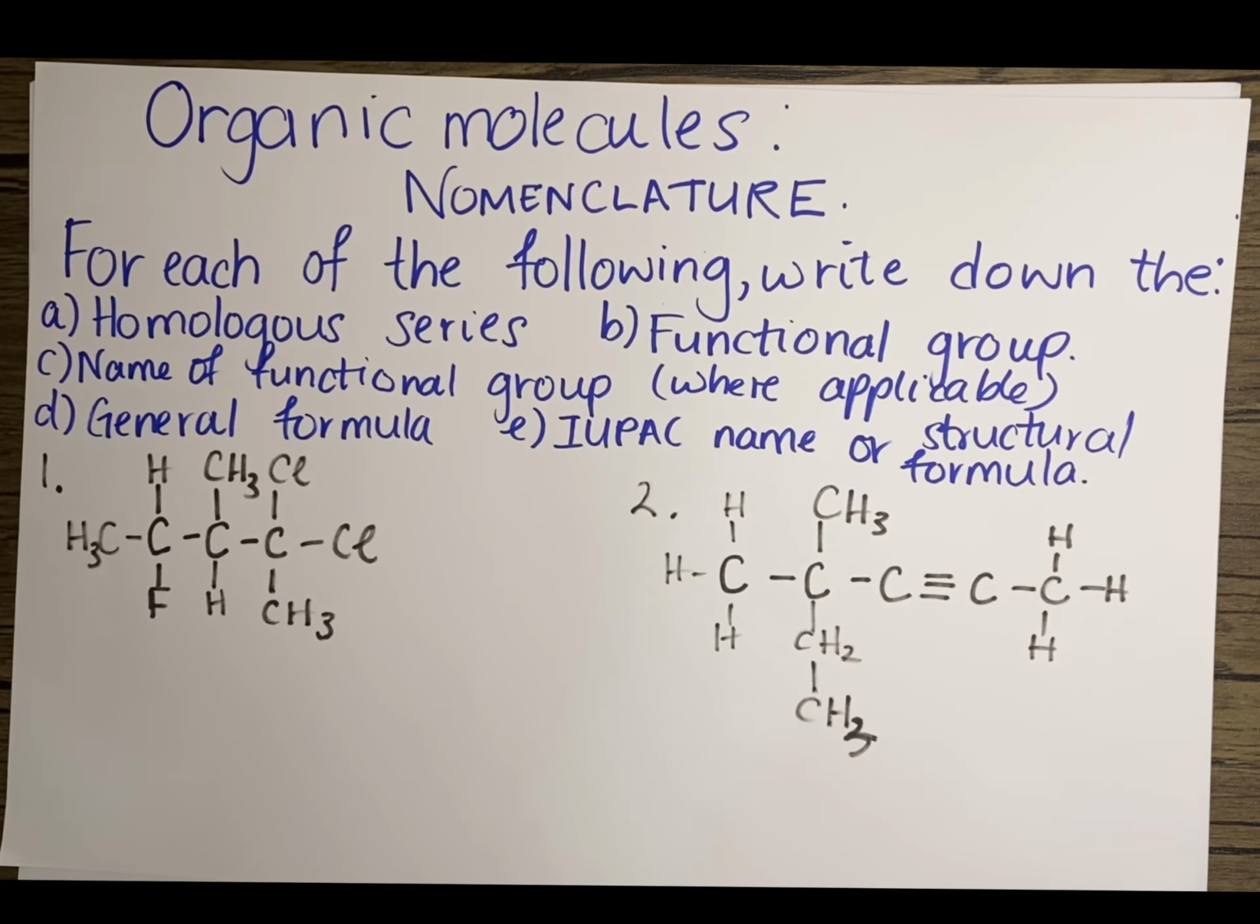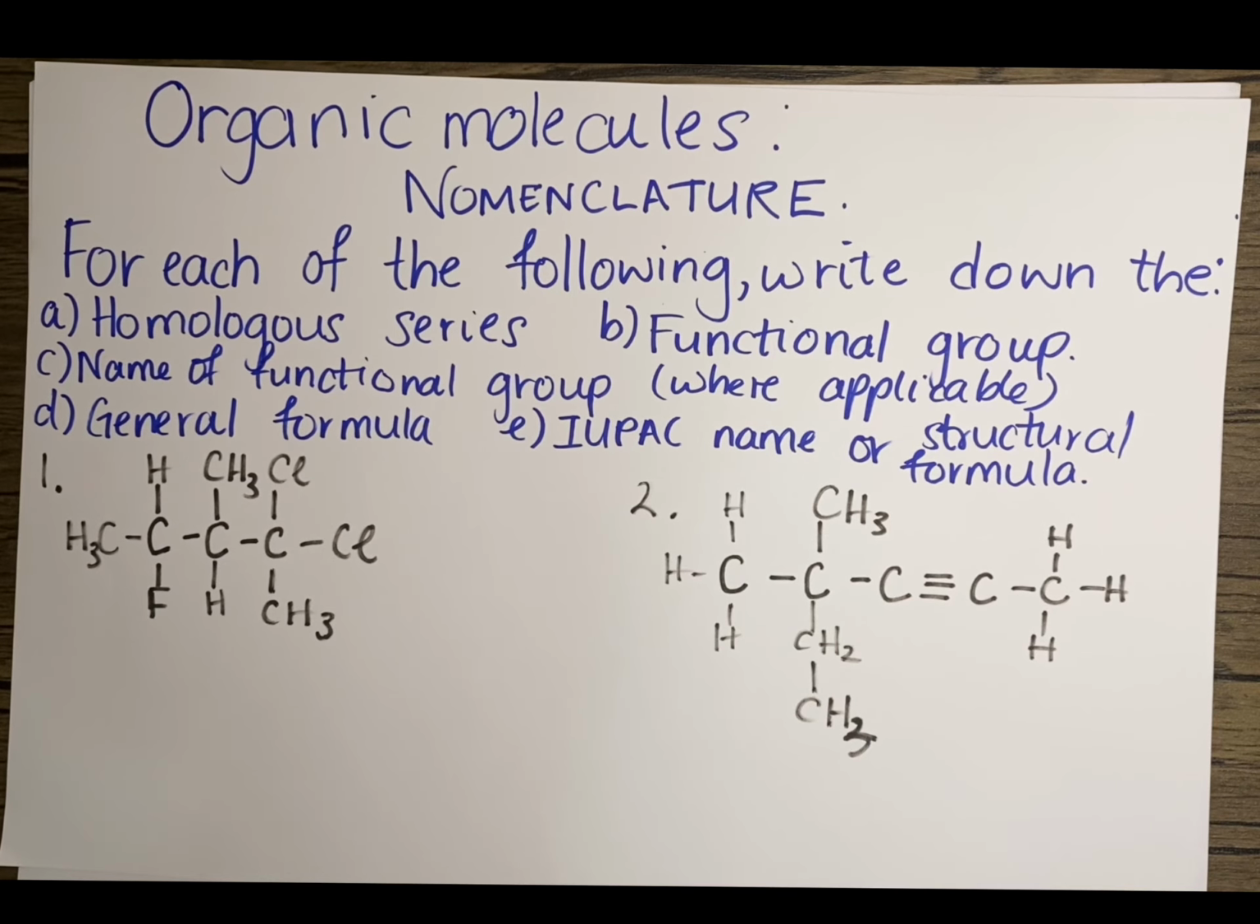So here they say, for each of the following, write down the homologous series, functional group, name of functional group where applicable, general formula, IUPAC name or structural formula, right? So for naming, if you remember the rules, what is important is to prioritize the functional group if you have one, and to number in such a way that you give the lowest numbers possible to the substituents if you have substituents, and no double bond, functional group, alcohol, and so on, right?